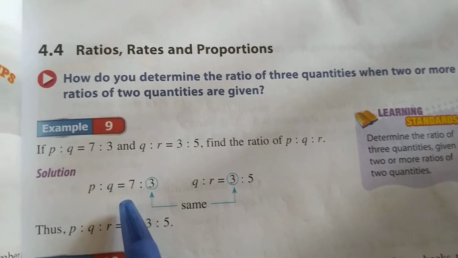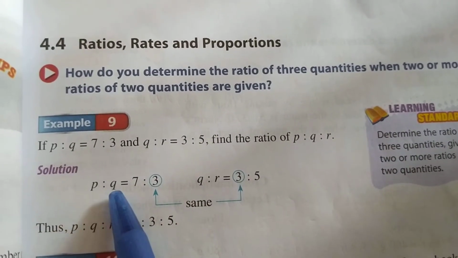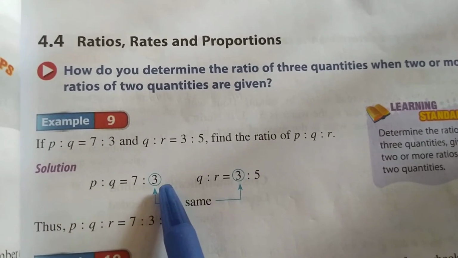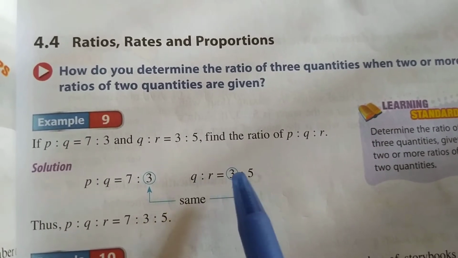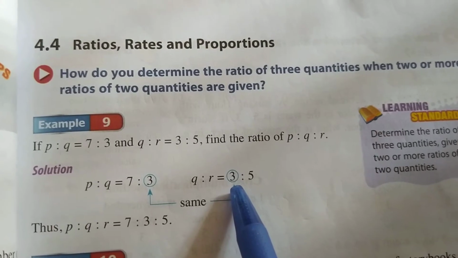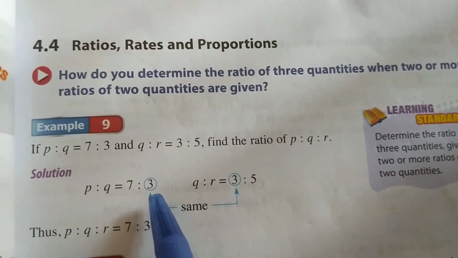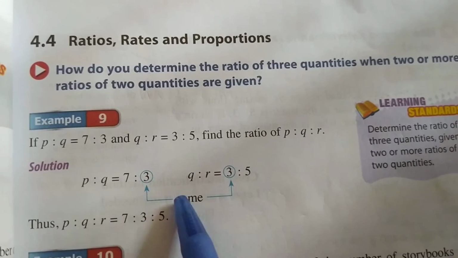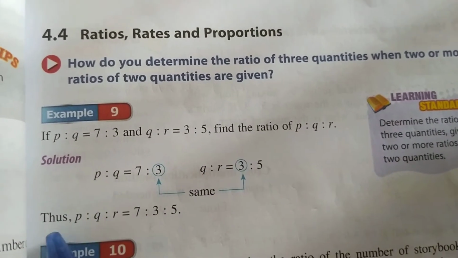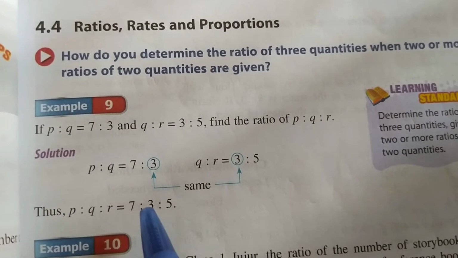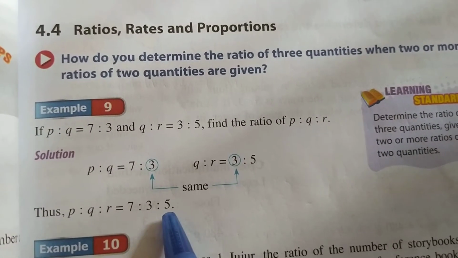So look at this value Q here. Q is equal to 3, and this Q here is also equal to 3. So the value for both ratios, for the value Q, is the same, which is 3. So what you can say, thus P ratio Q ratio R equal to 7 ratio 3 ratio 5.